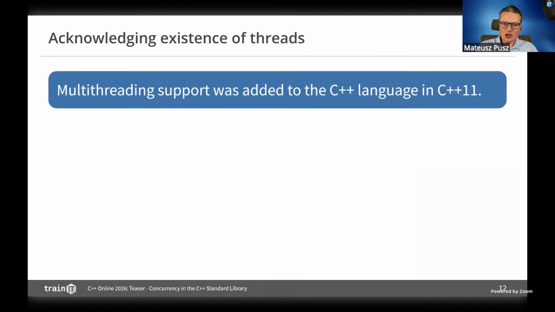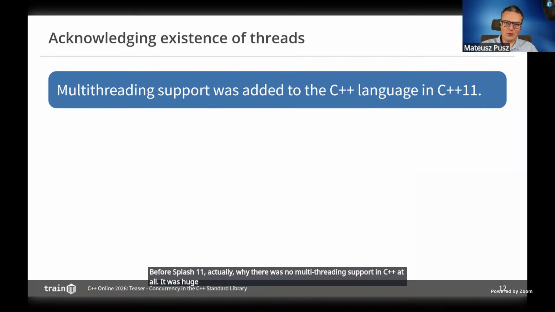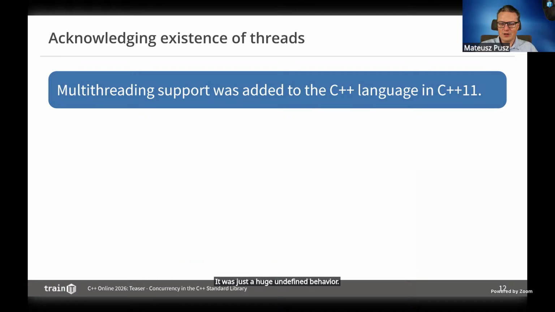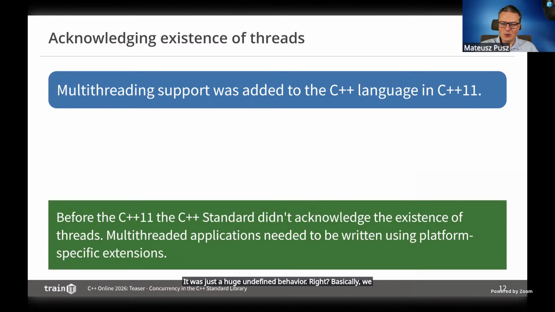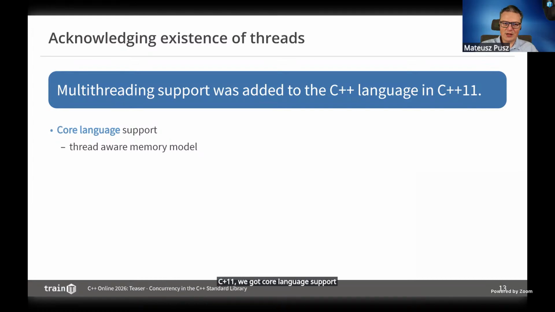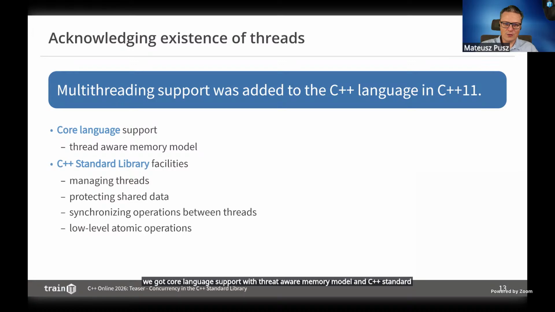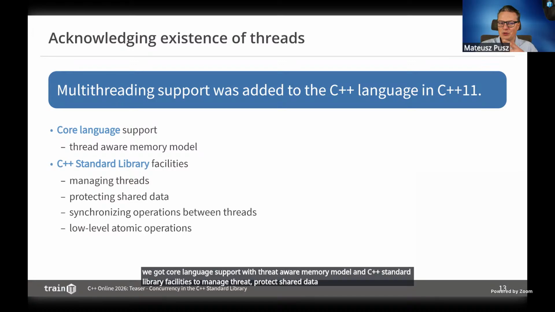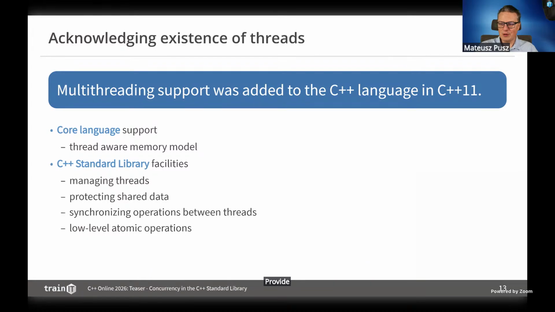Before C++11, actually, there was no multithreading support in C++ at all. It was huge undefined behavior. If you look into the hundreds of pages of the ISO standard, there is not a single word "thread." It was just huge undefined behavior, right? Basically, we had to deal with all specific implementations and provide non-portable code to make it happen. With C++11, we got core language support with a thread-aware memory model and C++ standard library facilities to manage threads, protect shared data, synchronize operations between threads, and provide low-level atomic operations.